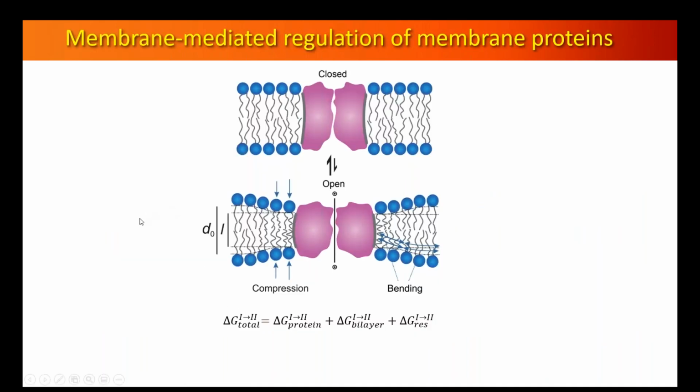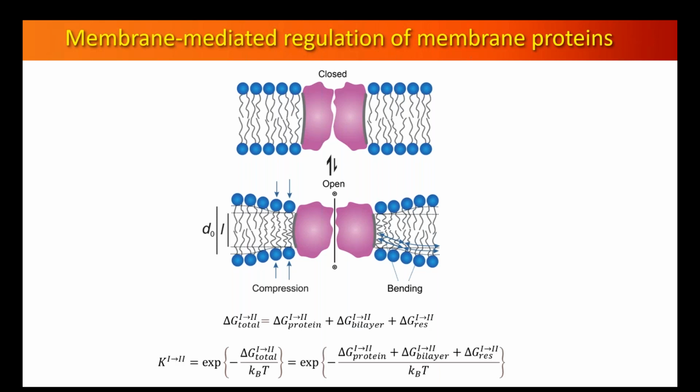So it's not unreasonable to suggest that as the protein goes from one conformation to another, there will be not only contributions from changes within the protein, delta G protein, but also contributions from the bilayer and the residual energy. So these free energetic contributions will alter the equilibrium distribution between the two conformations and thereby alter membrane protein function.